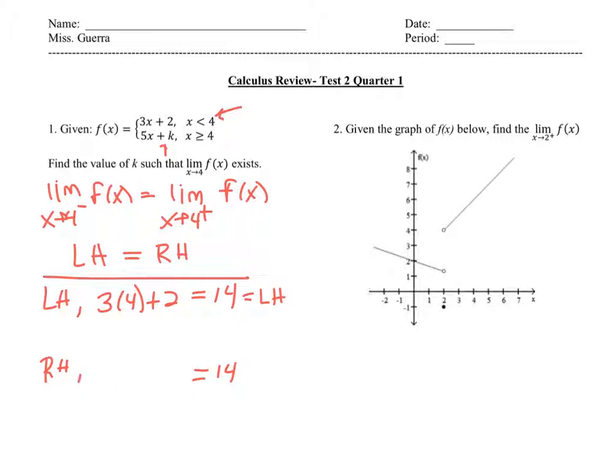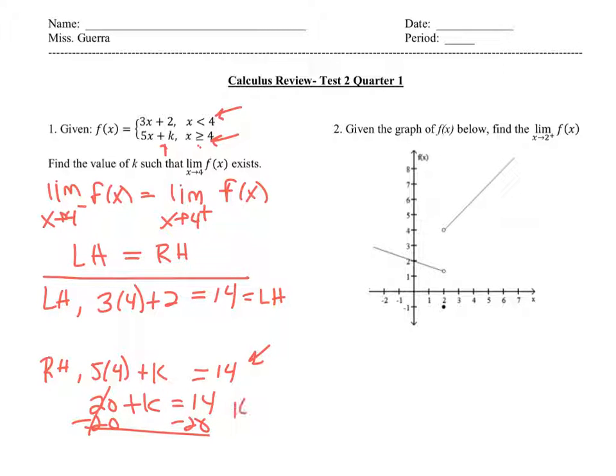So what I'm going to do is take the right polynomial. This is right because it's greater than 4. And I'm going to plug in 4 for x. I don't know k, but I do know that it has to equal 14 in order for the right hand to meet the left hand. Alright, so 5 times 4 is 20 plus k equals 14. I'm going to solve for k. And the value of k that allows the limit to exist at x equals 4 is negative 6.